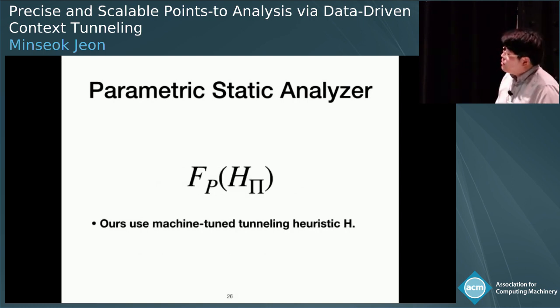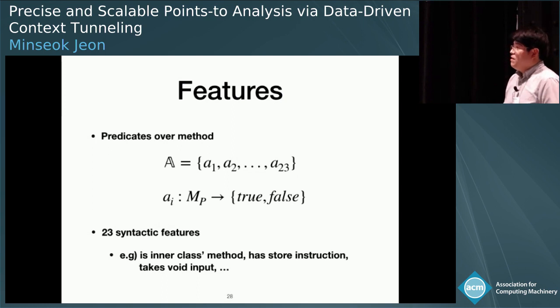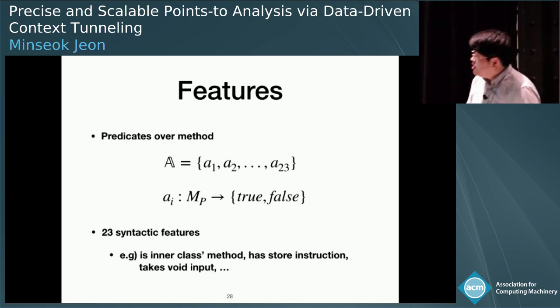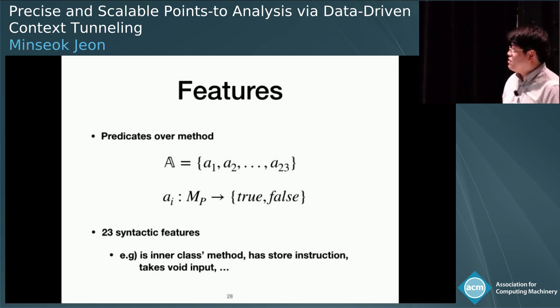From now, I will use H to denote our parametric tunneling heuristic. Our parametric tunneling heuristic takes two steps. First, it represents methods as a feature set, and then it generates a tunneling abstraction. Features are predicates over methods. A_i here is a function from method to a Boolean value. We used 23 syntactic features in this work. For example, is inner class method, has store instruction, takes void input, and so on.